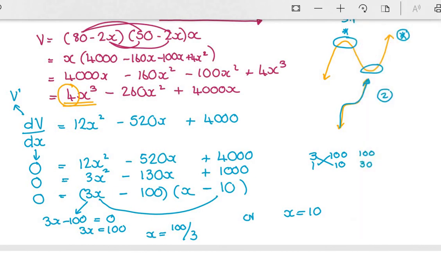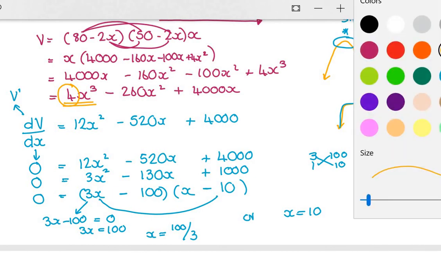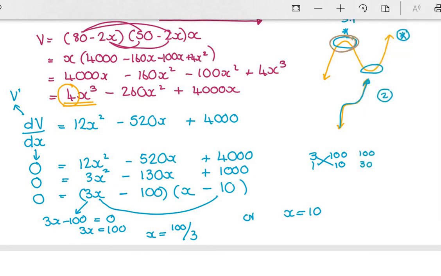Because if I look at my graph, I know that there is a local maximum and a local minimum. So now my question is, which one? Well, if I just look at my question, I knew that this was a positive coefficient, so I know that it's going to maximize first and then minimize. Now, which one of these numbers comes first?